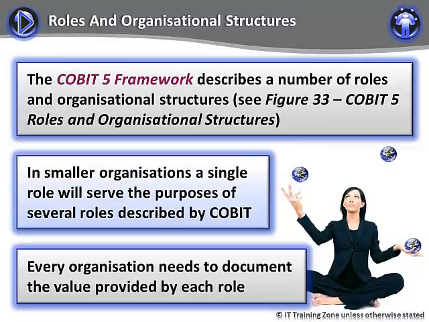In the last section, you were introduced to the RACI charts that are a part of the documentation of each COBIT process. You may have noticed that these charts include not only roles, but also some organizational structures. For example, project steering committees. The COBIT 5 framework document describes a number of roles and organizational structures. These roles and structures may not exist in every enterprise, and if they do, their names might be different. In smaller organizations, a single role will serve the purposes of several roles described by COBIT. The key thing to appreciate is that every organization needs the value provided by each role documented.